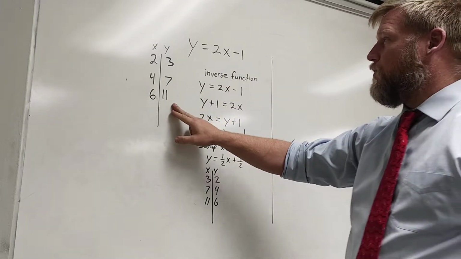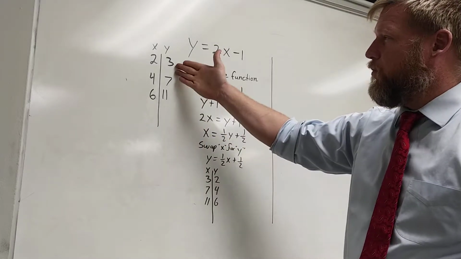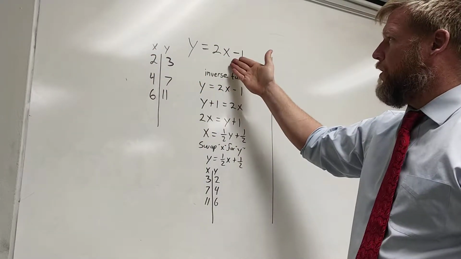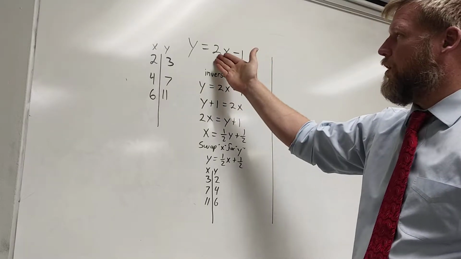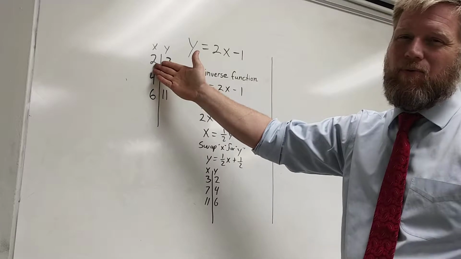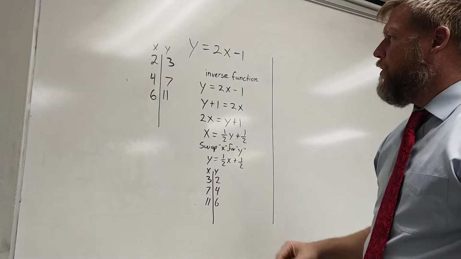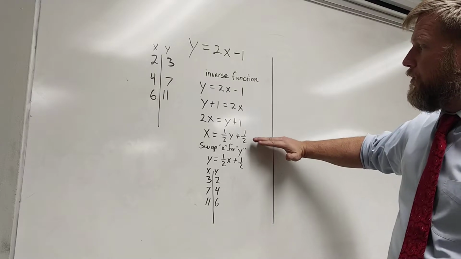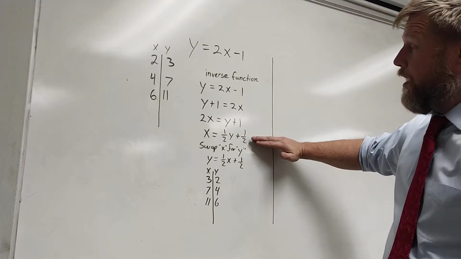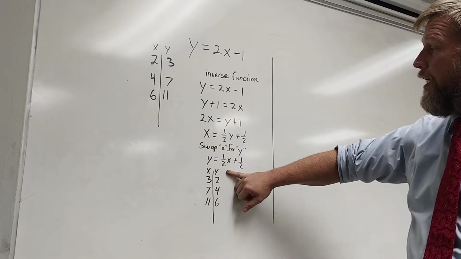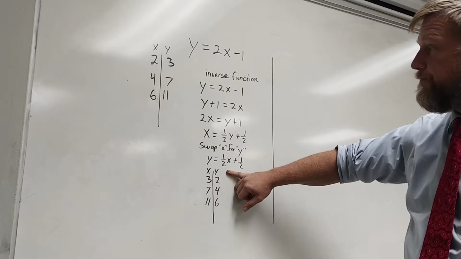Now the inverse function would be if I were to put in a 3, I should get a 2. If you'll notice here, if I put a 3 in for x as it is right now, unfortunately I get 3 times 2, which is 6, minus 1, not the other way around. So I could use an inverse function of this equation, which I'll get to in just a moment how we got to, and that would be y equals 1/2 of x plus 1/2.